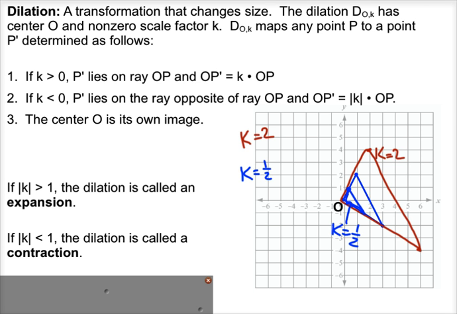So absolute values bigger than 1 are expansions, and the reason they have the absolute values, I could give you something like a -2, which would be an expansion, just going in the opposite direction. If you have absolute values less than 1, it is going to be a contraction. So I could get something like -1/2, which would still contract it, but make it go in the opposite direction.